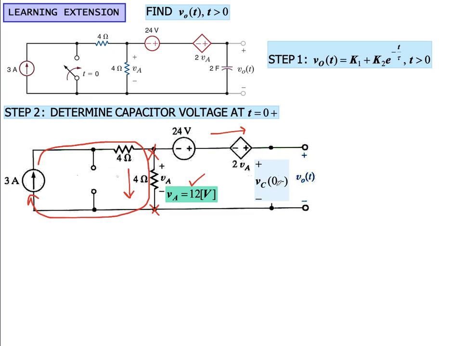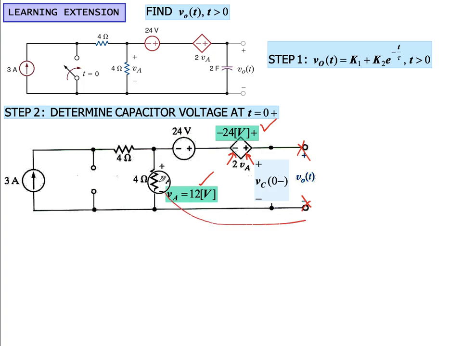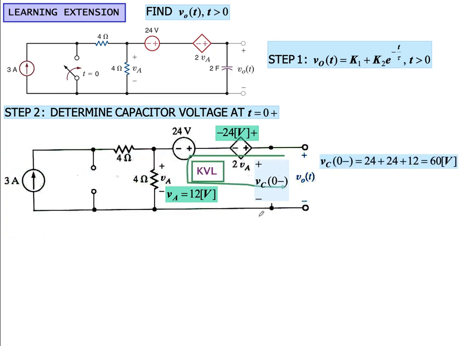Now if we want to find v_C(0-), we can see that since v_A is 12, this voltage source will be 24 volts. Let me just clear it. We know the polarities here, this is minus and this is plus, and v_A is 12. So you put v_A over here, it is minus 12. Now we are interested in finding the voltage across these two terminals. So we can apply KVL in this loop, as we have done in previous examples. If you apply KVL here, this would be the KVL equation.